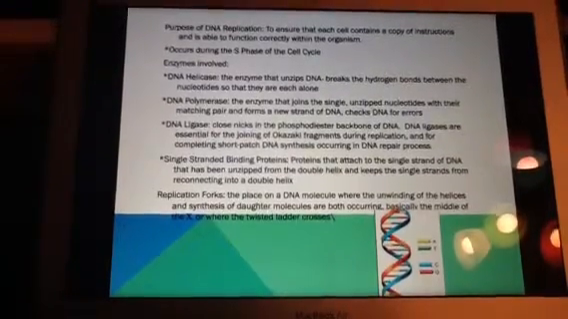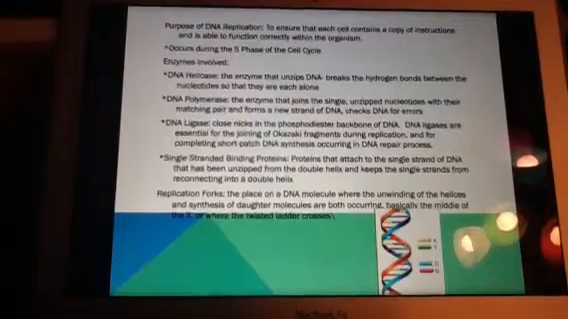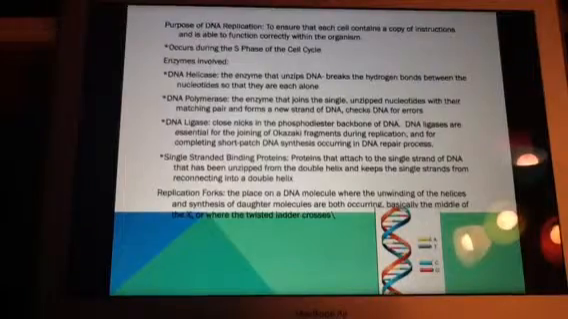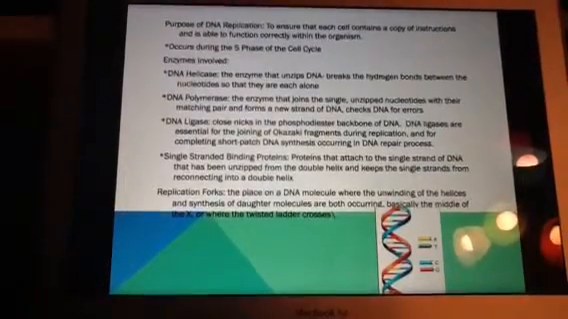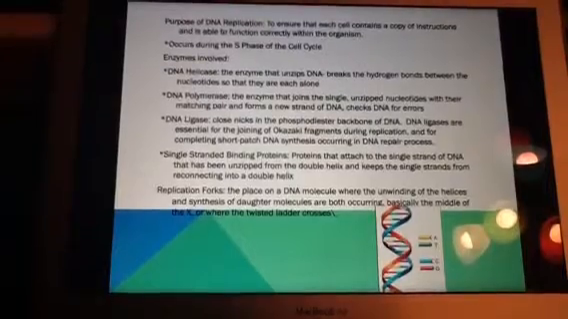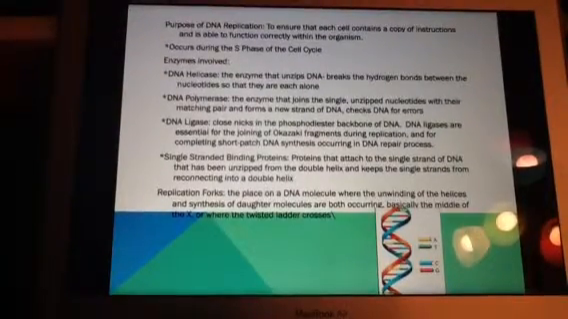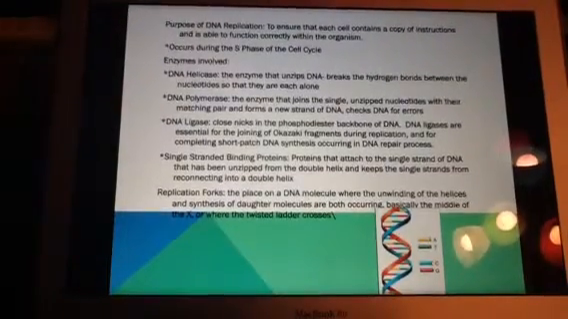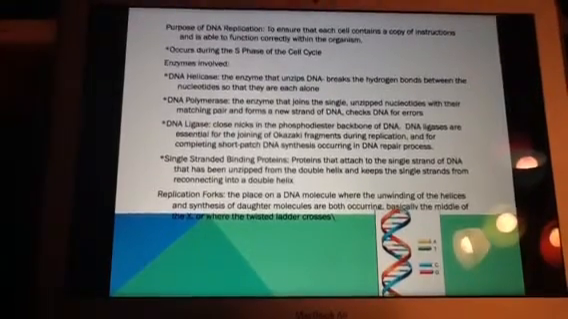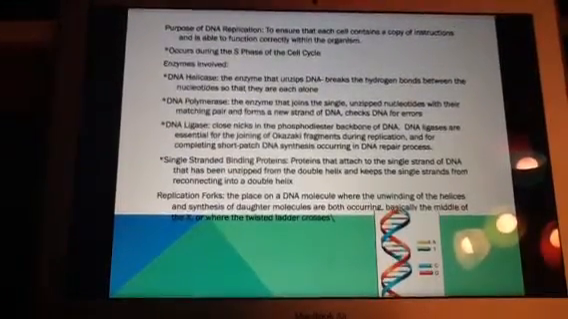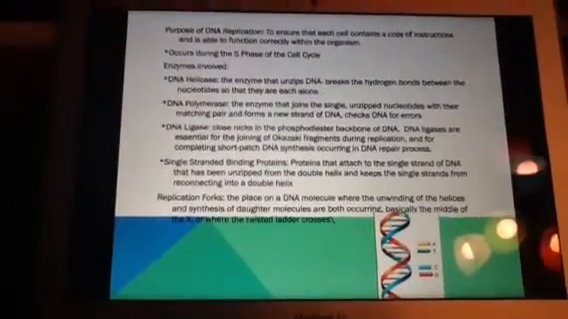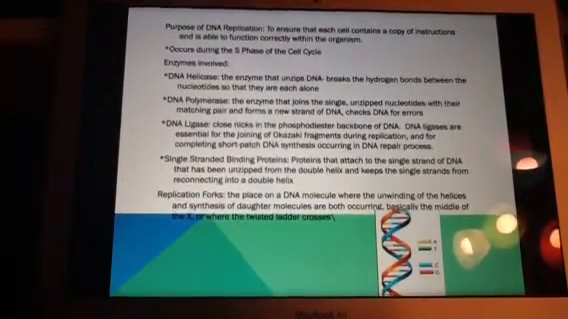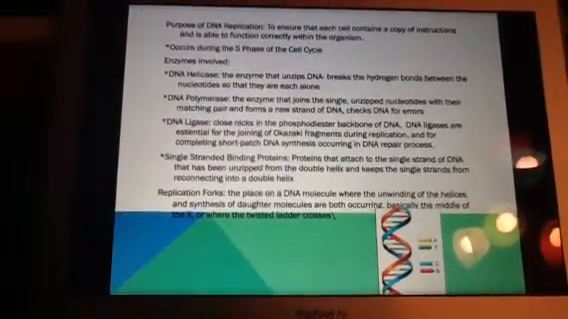Some important enzymes that are involved are the DNA helicase, which is the enzyme that unzips the DNA, so it breaks down the hydrogen bonds so that they're each alone. So A is separated from T and G is separated from C. The DNA polymerase is the enzyme that joins the single unzipped nucleotides with their matching pair and forms a new strand of DNA. And then it checks the DNA for errors. So this is what brings the A and pairs it with the T, and then the C with the G, or G with the C, or T with an A. And it checks the DNA for errors to make sure that it makes a normal kid, essentially.